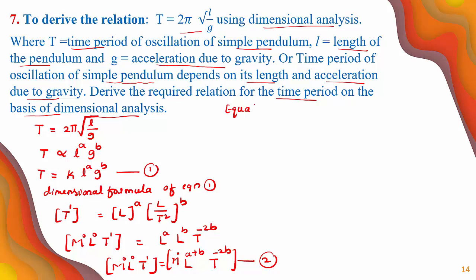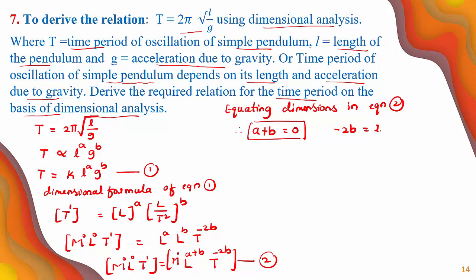Comparing, equating dimensions in equation number 2. So equating the values, m is 0, leave it. So L raised to 0, L raised to A plus B. Therefore I can write A plus B equal to 0. Then time is here T raised to 1. On RHS side T raised to minus 2B. So I can write minus 2B equal to 1. So from these two values, we can find the value of A and B.